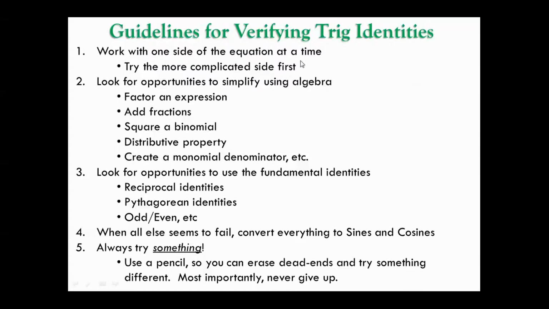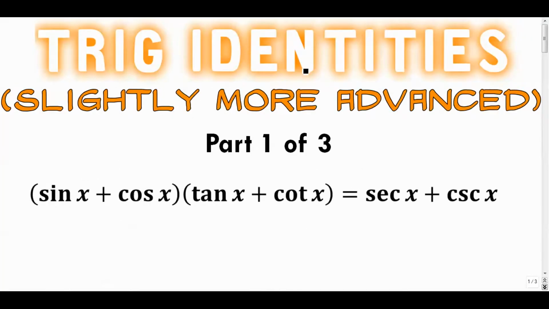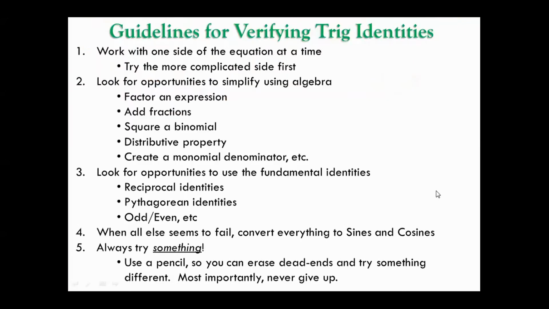We always want to work with one side of the equation at a time. Try the more complicated side first. When we verify these identities, we can't treat them like an equation, because that's really what we're trying to verify, that it is true. So in other words, you can't just say, okay, let's subtract cosecant x from both sides. It doesn't work like that, because we don't know that the equation is true yet. Our job is to verify that it's true. So we have a different set of rules here in terms of moving across that equal sign. We can't do it at all.